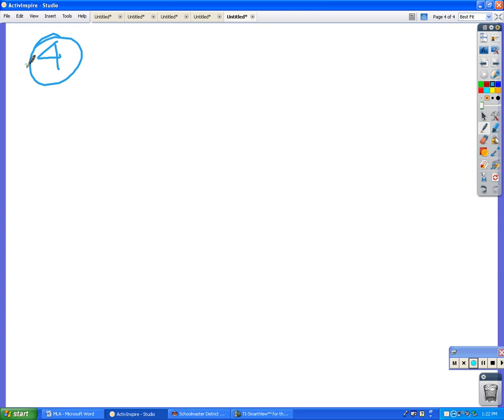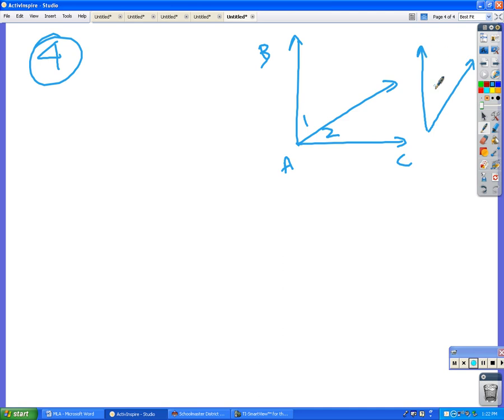Okay, so number 4, we have a right angle right here, EAC. And then we've got some other random angle over here, 3. And we know that angle BAC is a right angle. And we know that angle 1 is congruent to angle 3. Okay? And so what we're trying to do here is show that if these two angles are the same, and these two angles add up to 90 degrees, what's going to be true about these two angles? They would also add up to 90 degrees, okay?